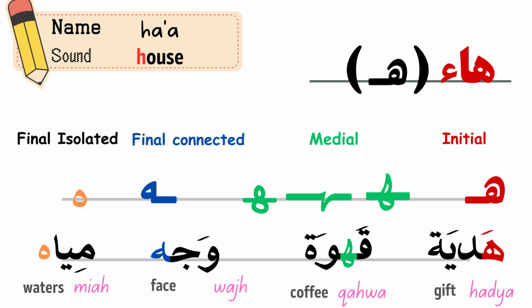Word وجه. وجه shows the final form connected of the letter ha. And word مياه. مياه shows the final form isolated of the letter ha.